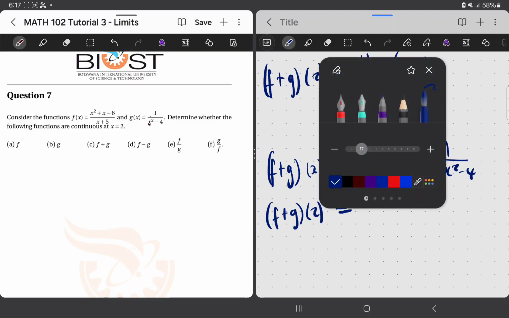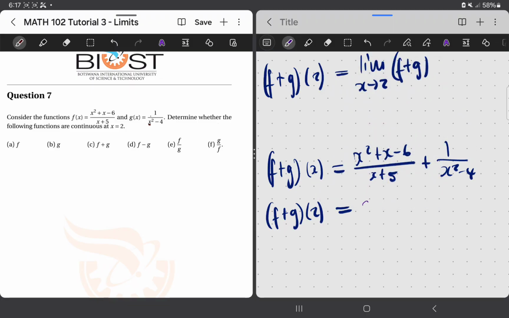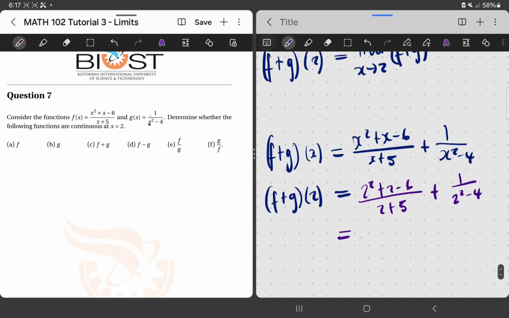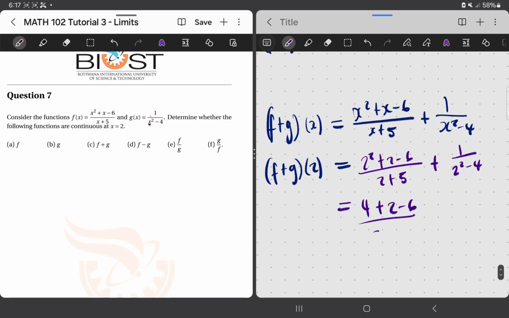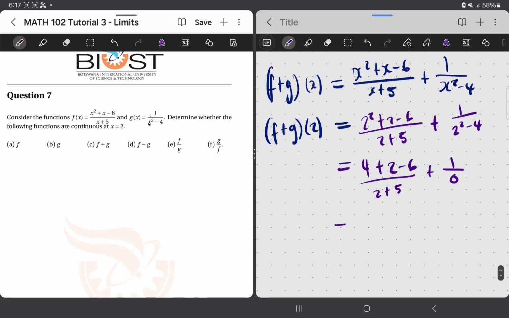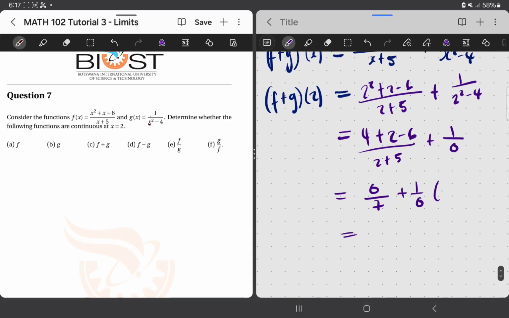So f plus g of 2, this is going to be, as we say, f of 2, wherever there is x, we're putting 2 squared plus 2 minus 6 all over 2 plus 5 plus 1 all over 2 squared minus 4, which just becomes 4 plus 2 minus 6 over 2 plus 5 plus 1 over 0. So this just becomes 0 over 7 plus 1 over 0, and 1 over 0 is undefined. So this is undefined.